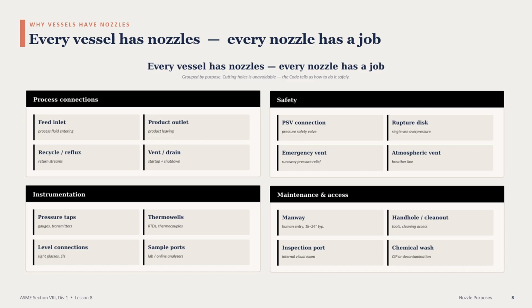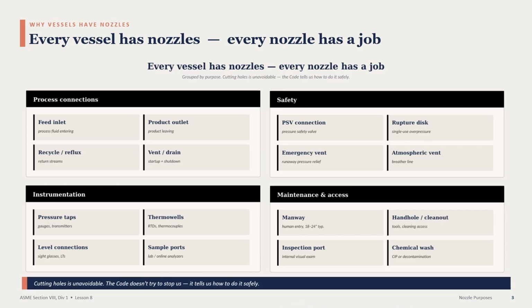And fourth, maintenance and access. The manway, typically 18 to 24 inches for human entry during inspection. The handhole or clean out for tools, inspection ports for internal visual exam, chemical wash connections for cleaning between campaigns. Cutting holes is unavoidable. The code doesn't try to stop us, it tells us how to do it safely. That's UG-37, and it's what the rest of this lesson is about.